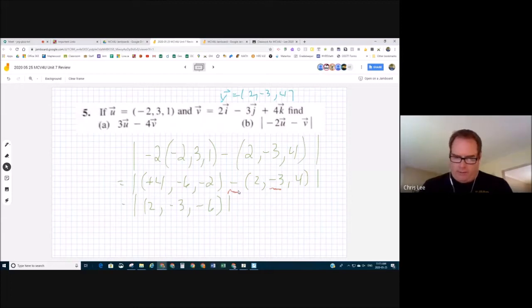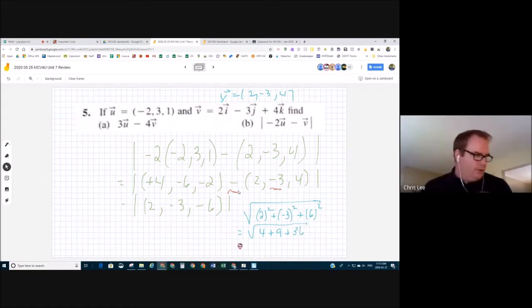All right, so I'm going to do the square root of the squares. So it's 2 squared, which is 4. Maybe I should just show this first step. After this, I probably won't show this step. But 2 squared plus negative 3 squared plus 6 squared. Most of you will probably just square it in your head as you're writing it down. So 4 plus 9 plus 36 equals the square root of 49, which this time, a total fluke really, we got a number that's nice.